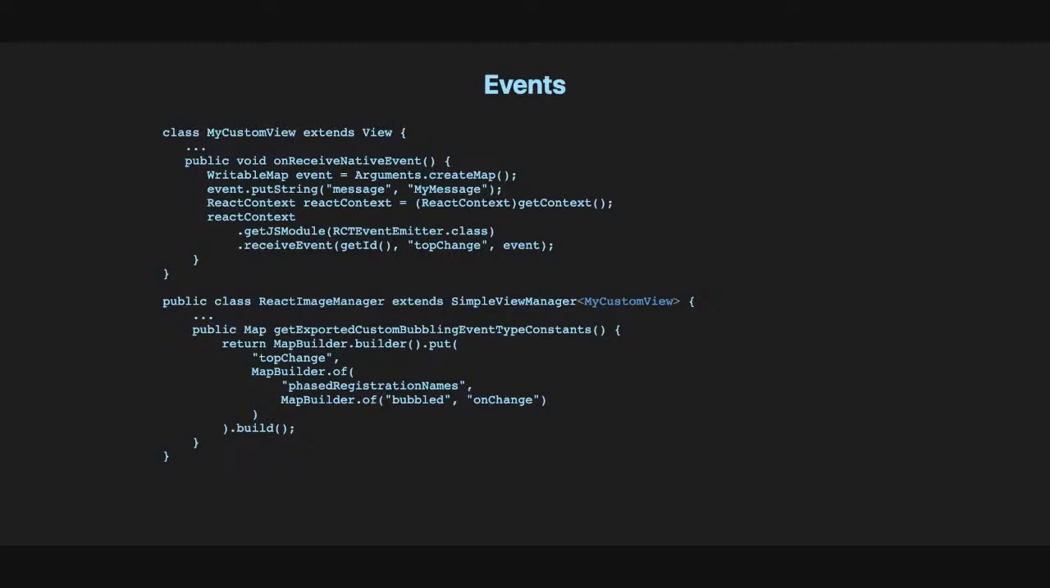So that is the get exported custom direct event type constants. This is a map that we have to pass, and register this public.